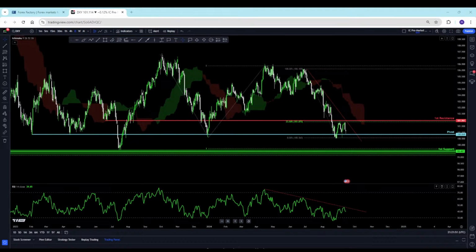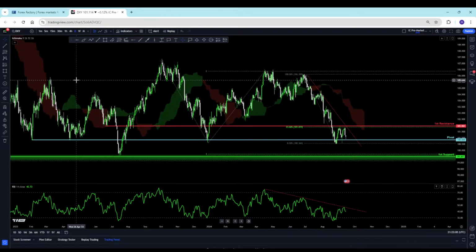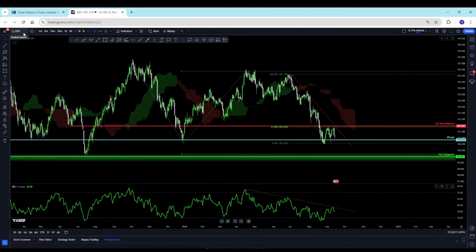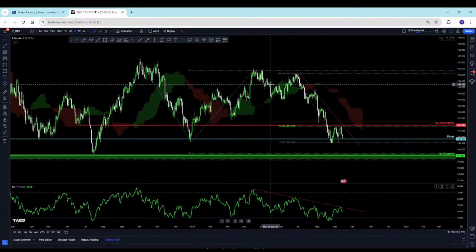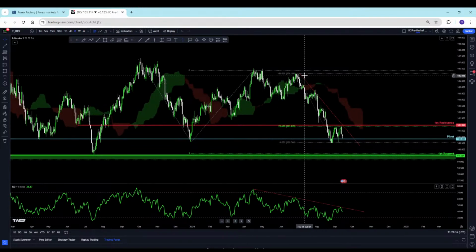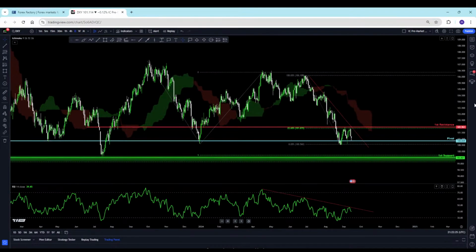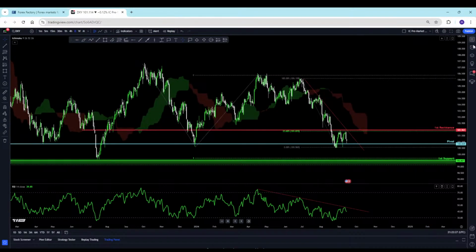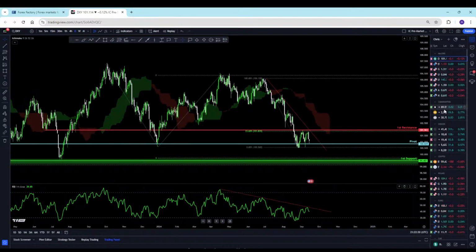Okay, so that's DXY. Next, let's take a look at euro dollar. Actually, let's go ahead and look at gold first. So gold and DXY are often inversely related. So you can see our DXY is moving in a downtrend, so we would be expecting to see our gold in an uptrend. Okay, but let's take a look.